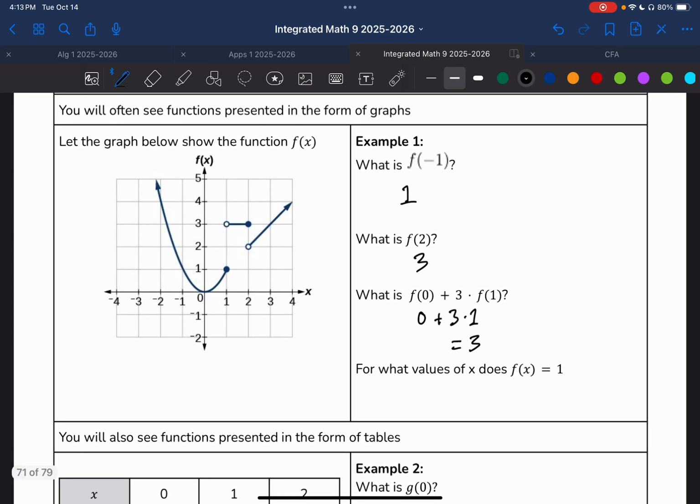And we can also go backwards. We can think about for what values of x does f of x equal 1? Well, here's the line, right? y equals 1 or f of x equals 1. What are the x values associated with where a function crosses that line? And you can see that it's x equals -1 and x equals 1.